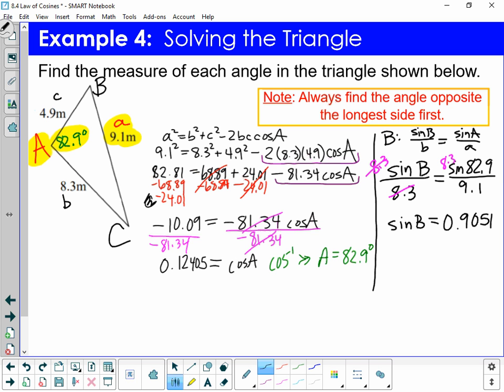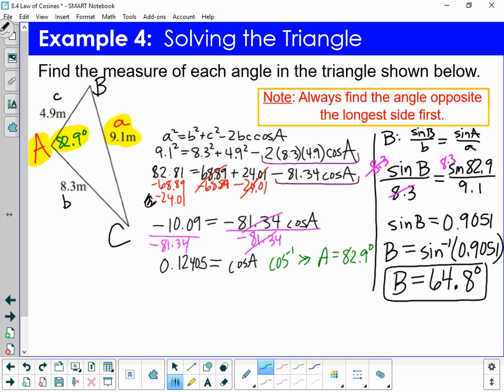When we take the inverse sine, our calculator calculates that angle to be 64.8 degrees. So we add that to our diagram. And finally, we have one more angle to find, but the angles have to add up to 180. So angle C is just going to be 180, subtract 82.9, subtract 64.8.